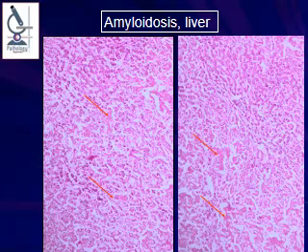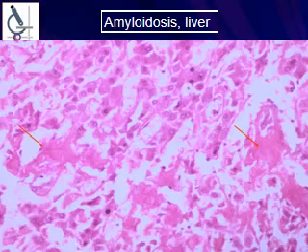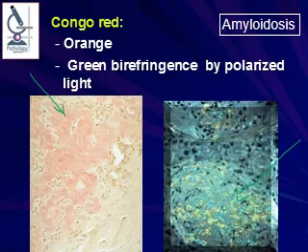Again, your slide showing extracellular homogeneous pink material. Again, extracellular homogeneous structureless eosinophilic or pink material, which is the amyloid material. It's seen extracellular in between the hepatocytes. As we said, we could identify this material by a special stain called the Congo red. They appear orange in color, as we see here.